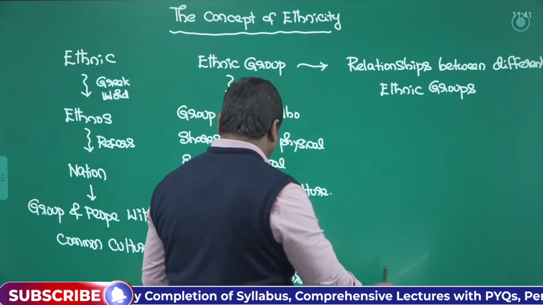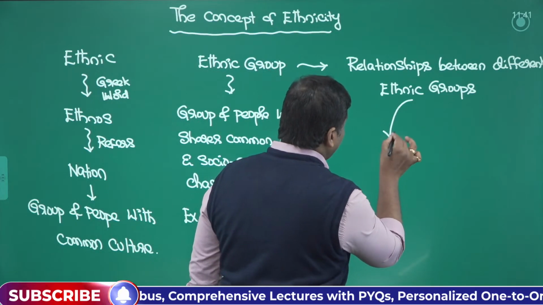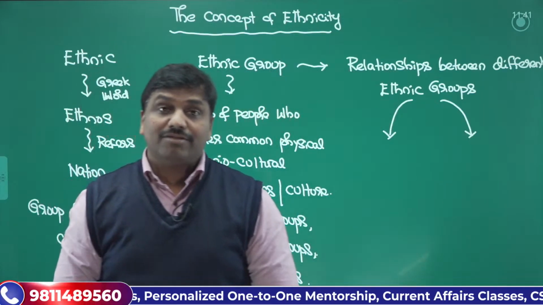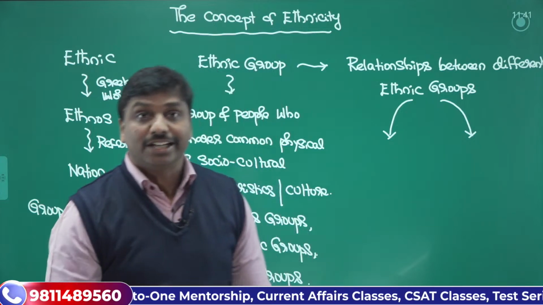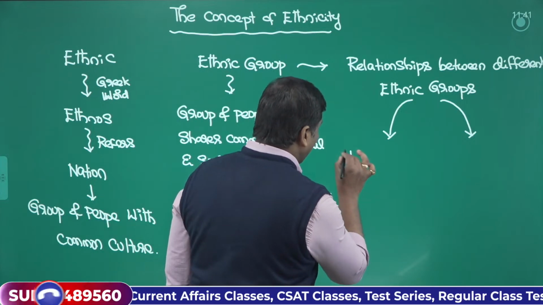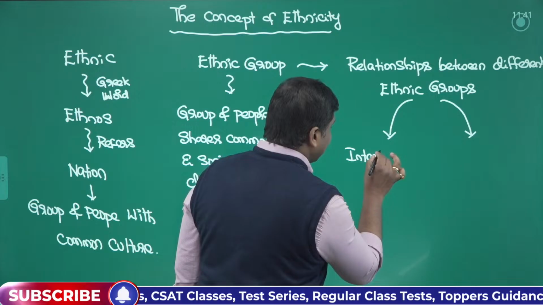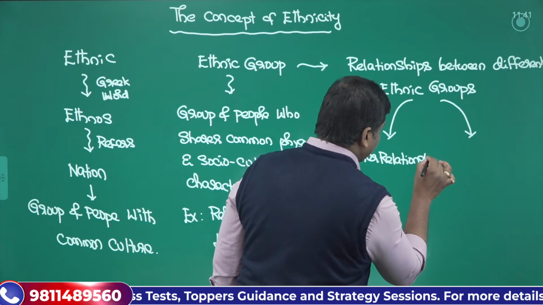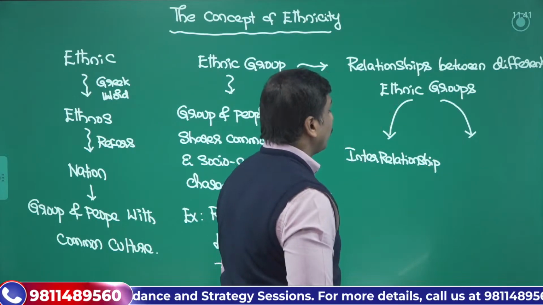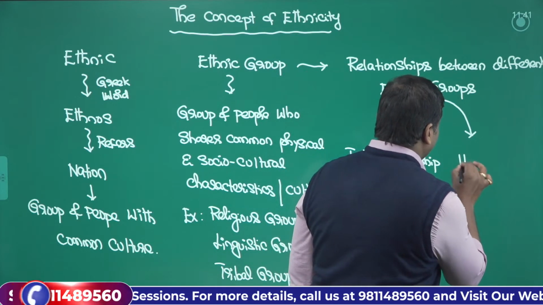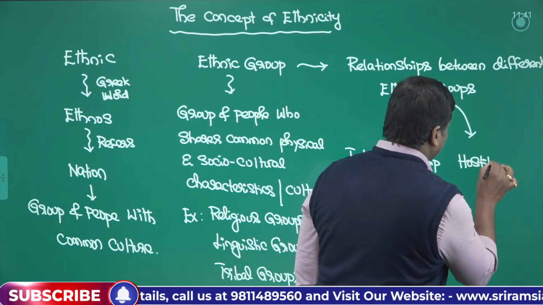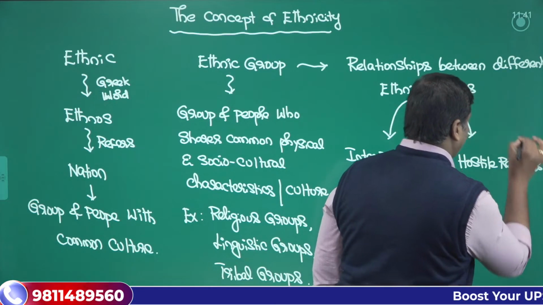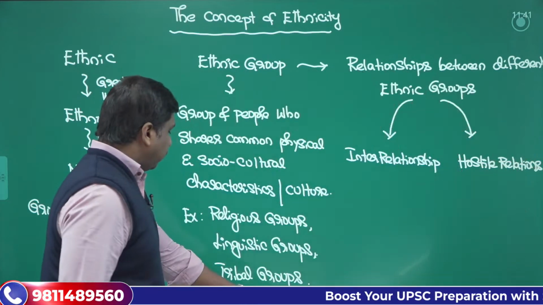Now, these relations could be of two types. One would be friendly as well as mutual interrelations. So, interrelationship. Or there could be hostile relationships. Hostile relations. So there could be this kind of thing.